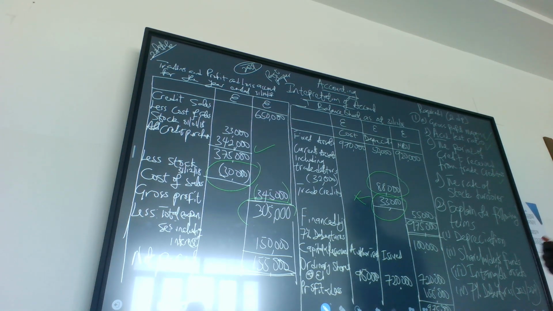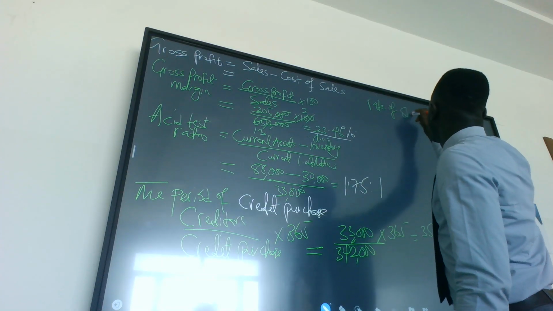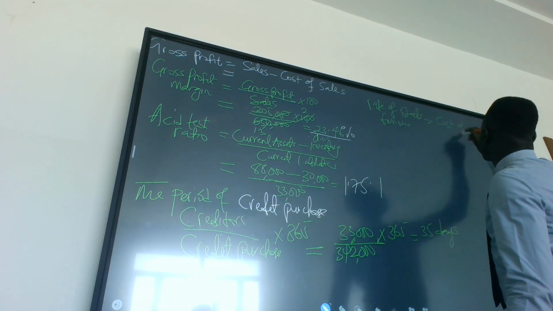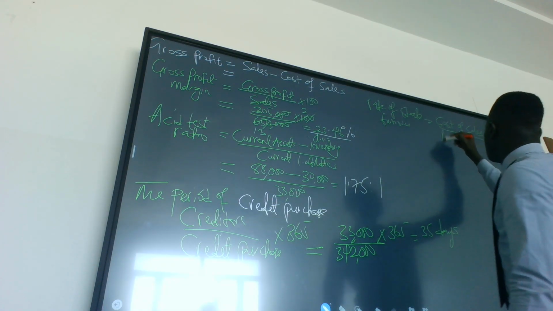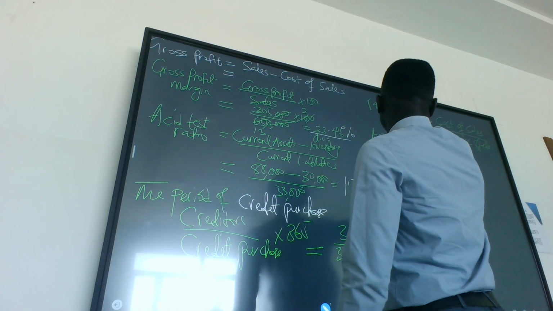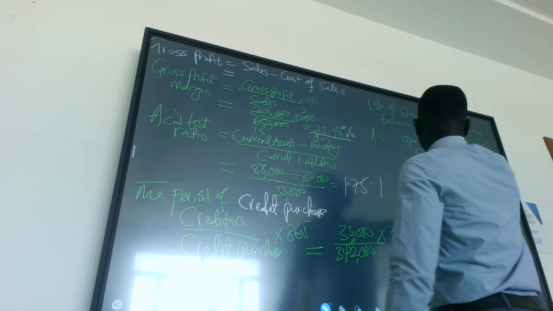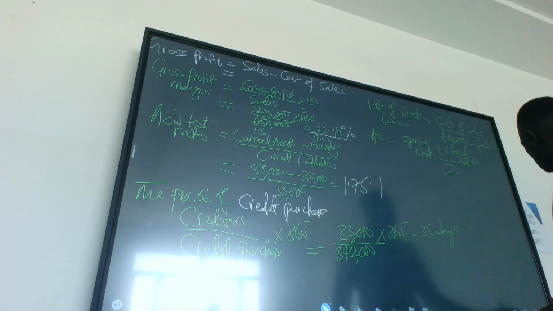The rate of stock turnover. The rate of stock turnover is cost of sales divided by average stock. And average stock is opening stock plus closing stock, divided by 2. So our opening stock and closing stock, let's go back.